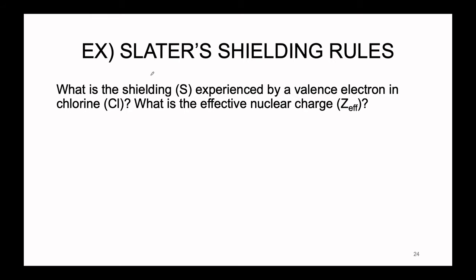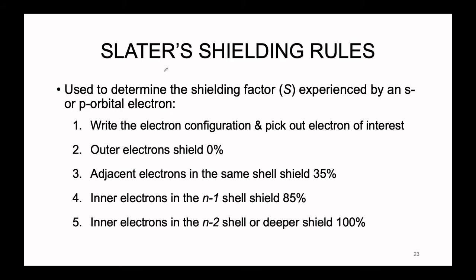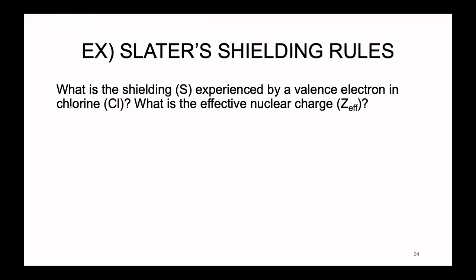All right, so let's start with our shielding factor for the valence electron in chlorine. I'm just going to go back and forth between our rules and this example so we can continue to see where we are. So rule number 1, we have to write out the electron configuration, and we're going to pick out the electron of interest to us.